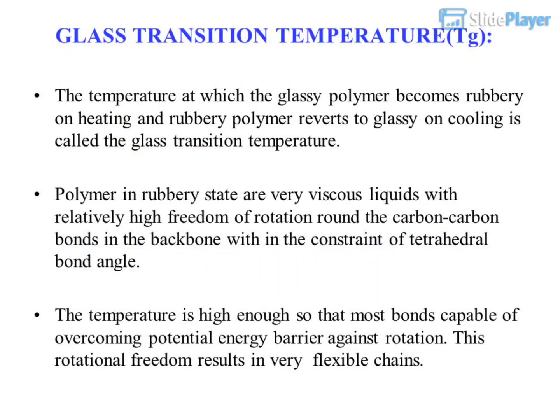Glass transition temperature, Tg. The temperature at which the glassy polymer becomes rubbery on heating, and the rubbery polymer reverts to glassy on cooling, is called the glass transition temperature. Polymers in the rubbery state are very viscous liquids with relatively high freedom of rotation around the carbon-carbon bonds in the backbone, within the constraint of the tetrahedral bond angle. The temperature is high enough so that most bonds are capable of overcoming the potential energy barrier against rotation. This rotational freedom results in very flexible chains.